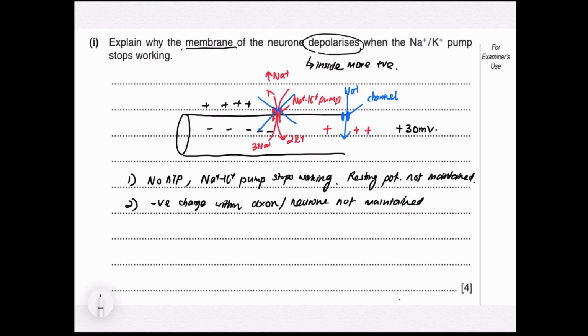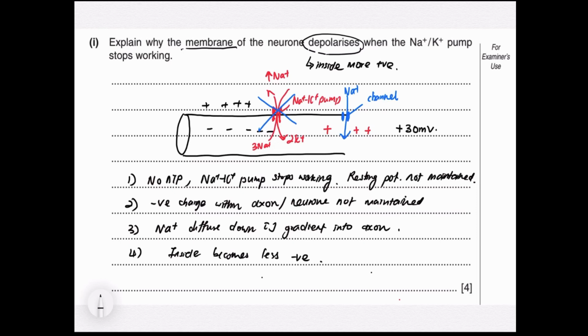So if you're not maintaining a negative charge, how does it become positive then? The Na+ will diffuse down the concentration gradient into the axon. So inside the neuron now becomes less negative. So this is how you need the understanding about resting potential and the understanding about what it meant by depolarization.